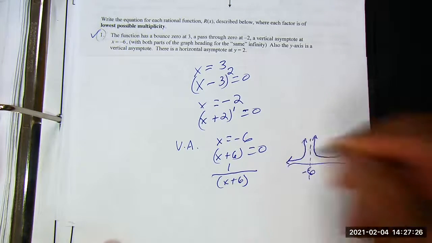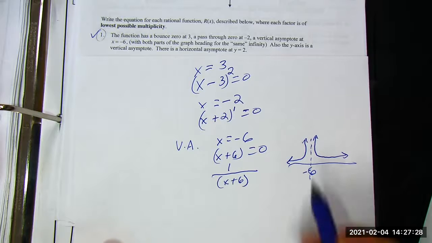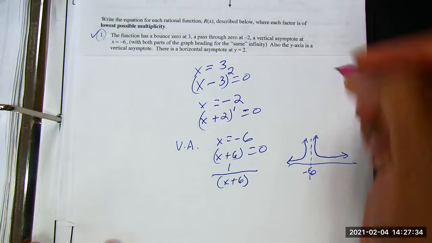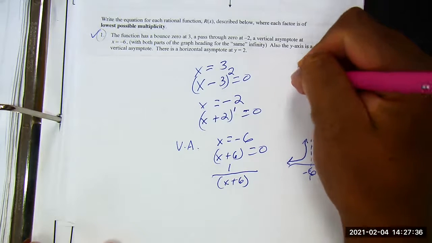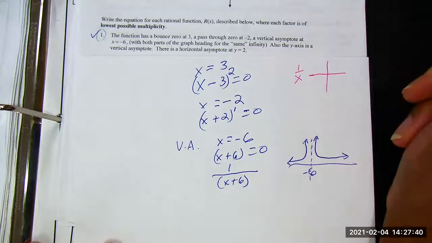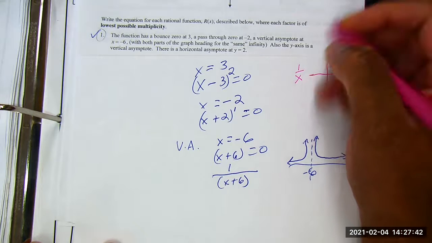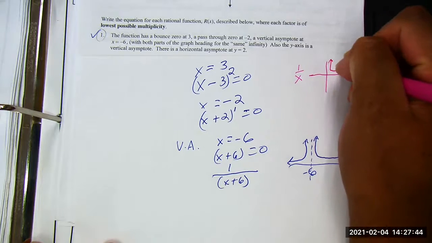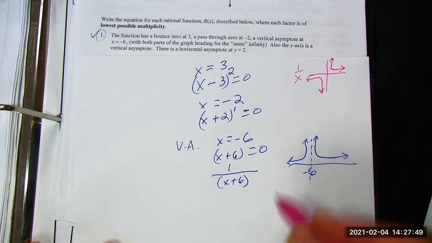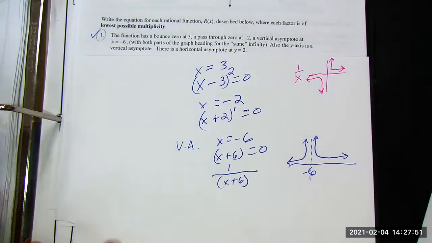They're both reaching towards the sky next to each other. They're even Stevens. If you recall from an exploration at the beginning of the unit, when we dealt with the parent function 1 over x, the vertical asymptote is raised to the odd power. So they are at odds. So that's why it looks like that. When it's raised to an even power, they are even Stevens.